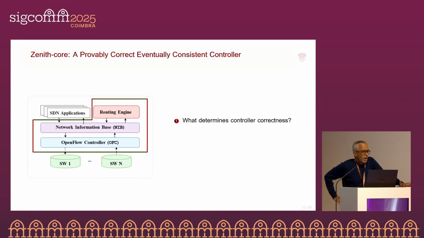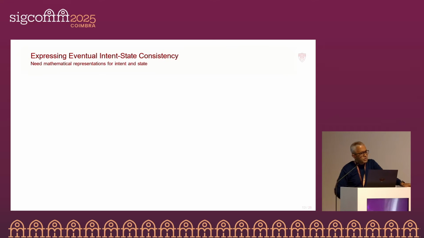Now, let's take the first question. What determines controller correctness? Now, in order to express these correctness conditions, you need to be able to express intent-state inconsistency. And you want to do this in a logic formula, so you need mathematical representations of intent and state.